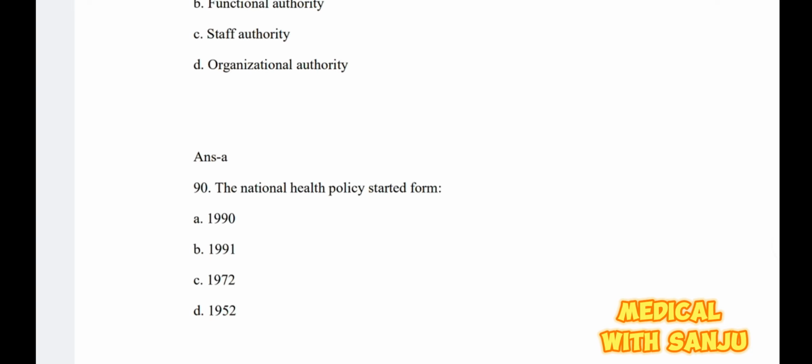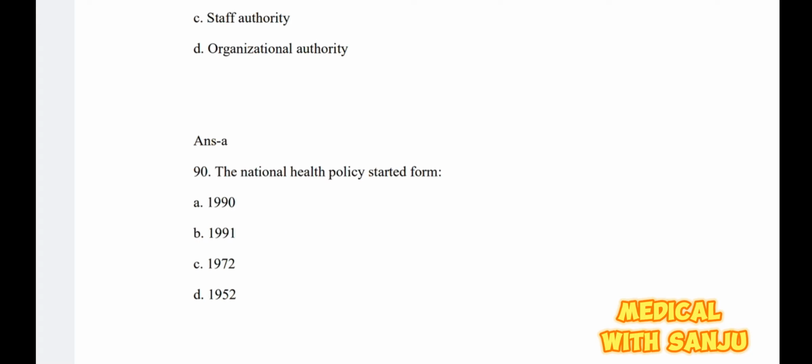Question number 90. The National Health Policy started from option A 1990, option B 1991, option C 1972, option D 1952. The National Health Policy started from 1991. Option B is right answer.